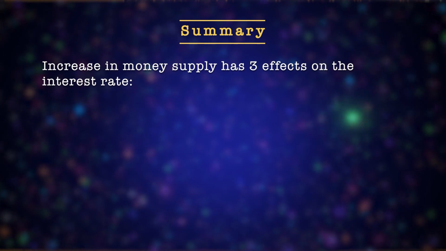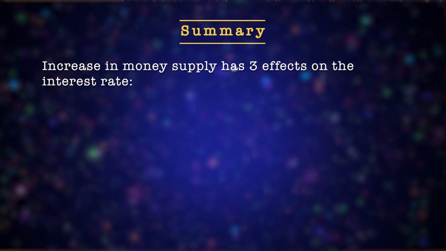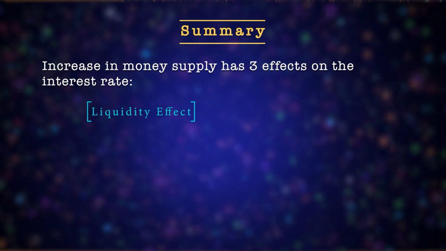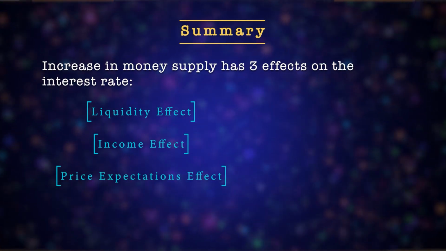So we can end this module by saying that an increase in money supply basically has three effects on the interest rate. One is the liquidity effect, the other is the income effect, and the third effect is the price expectations effect. And these effects do not simultaneously occur together or in the same direction. While the liquidity effect lowers the interest rate, the income effect and the price expectations effect tend to raise the interest rate.